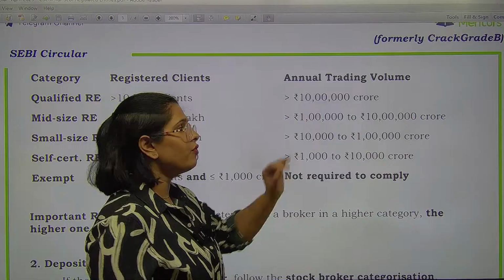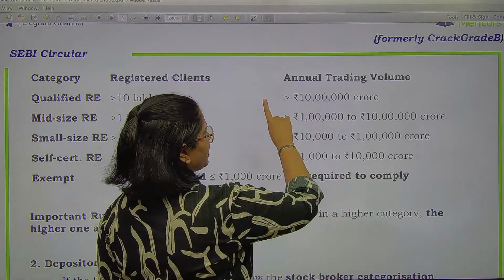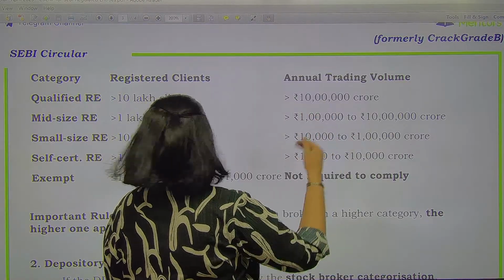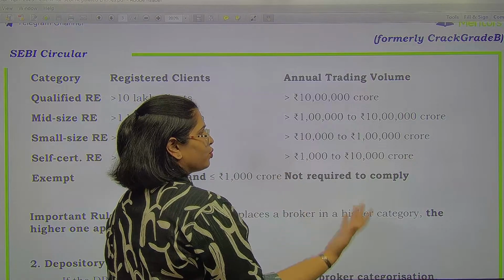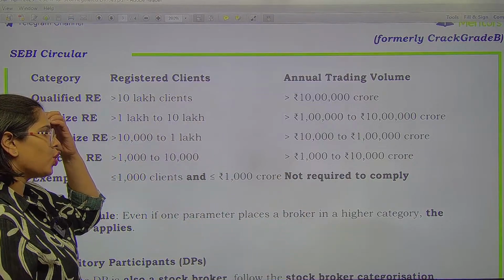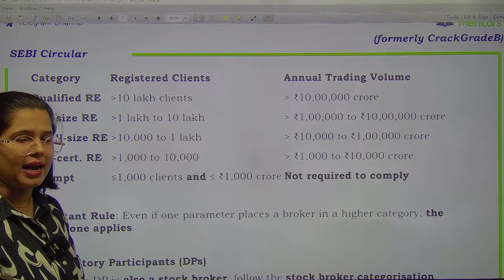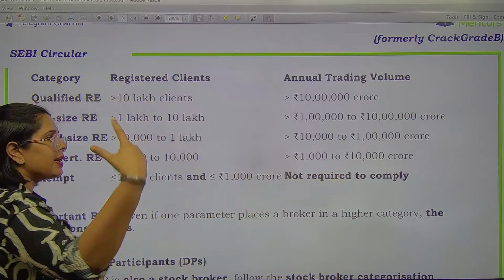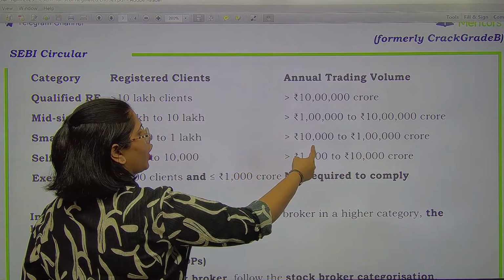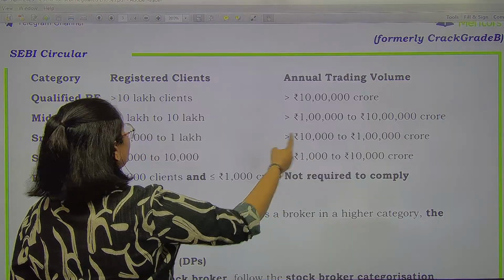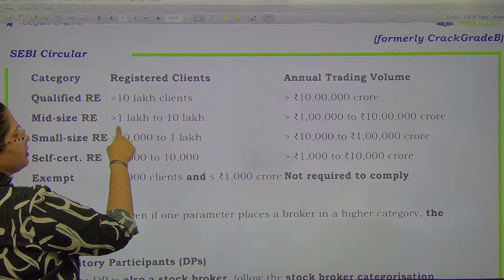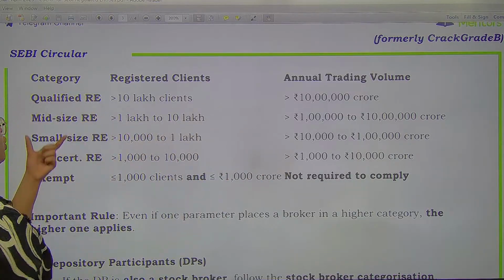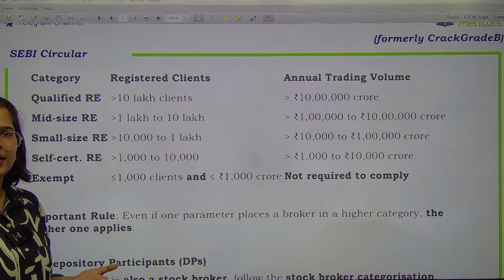Similarly, on the basis of trading volume, if it is greater than 10 lakh crores, you will be called as qualified regulated entity. Between 1 lakh to 10 lakh crore, you will be called as mid-size. 10,000 to 1 lakh crore, you will be called as small size, and so on. Now, over here, you have to understand, we'll judge a broker on the basis of both these criteria. Suppose a broker is having the trading volume of this level, but clients of this level, 5 lakh clients. So in that case, whichever is the higher threshold, that broker would be called as mid-size regulated entity.